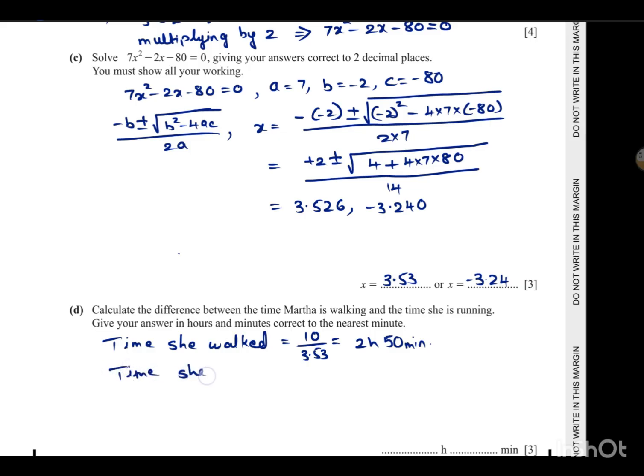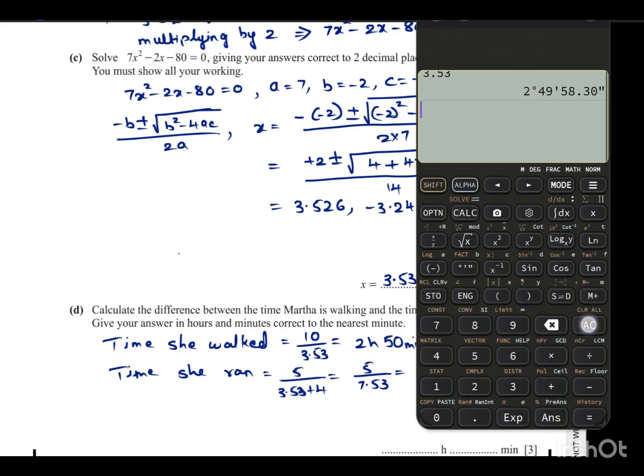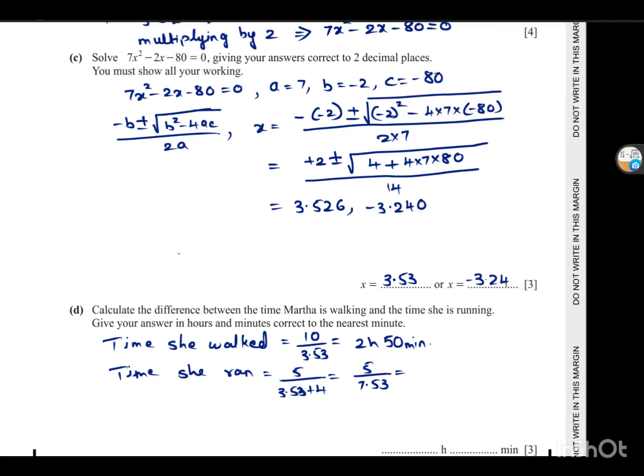Then time she ran is 5 by 3.53, that is x, plus 4, that is 5 by 7.53. Find out that also. 5 by 7.53. Change it into hours and minutes, that is 39 minutes 50.44 seconds. So it is 40 minutes, you can round to just 40 minutes.